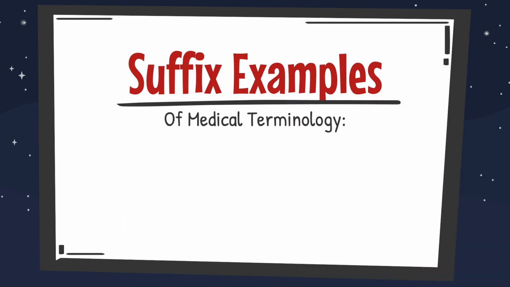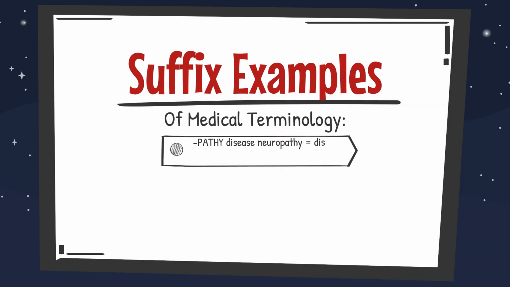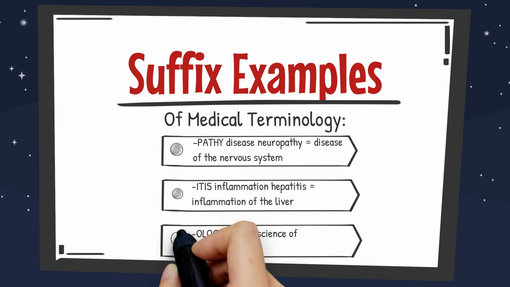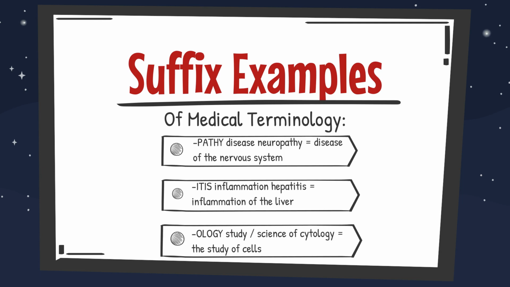Suffixes come after the word in medical terminology. Some examples are pathy, which is disease. Neuropathy refers to the disease of the nervous system. Itis, which is inflammation. Hepatitis refers to inflammation of the liver. And ology, which is a study in science. Cytology is a study of cells.